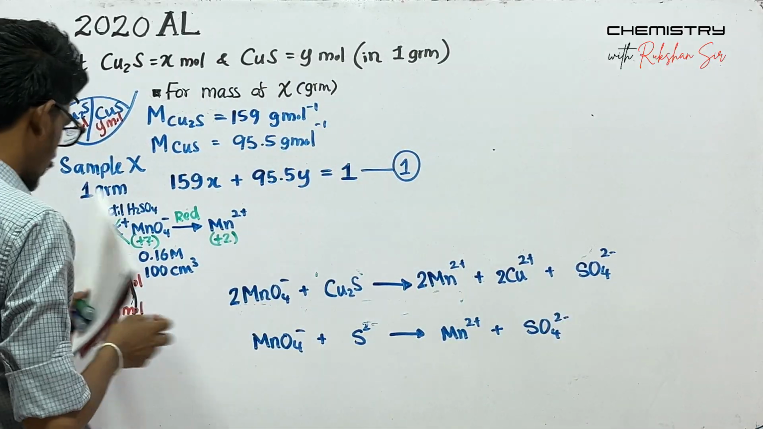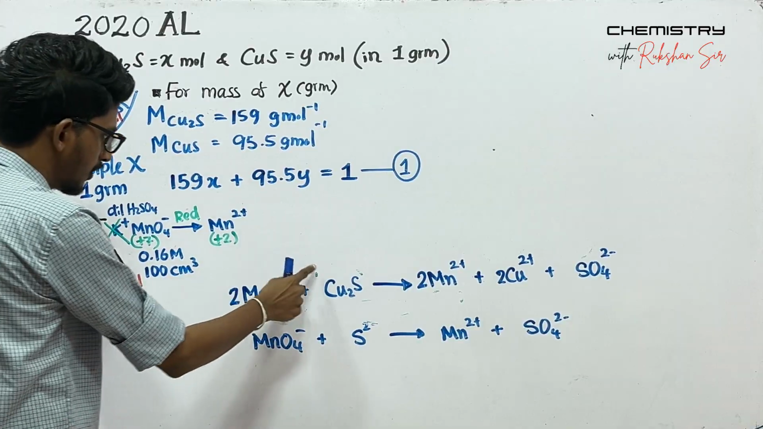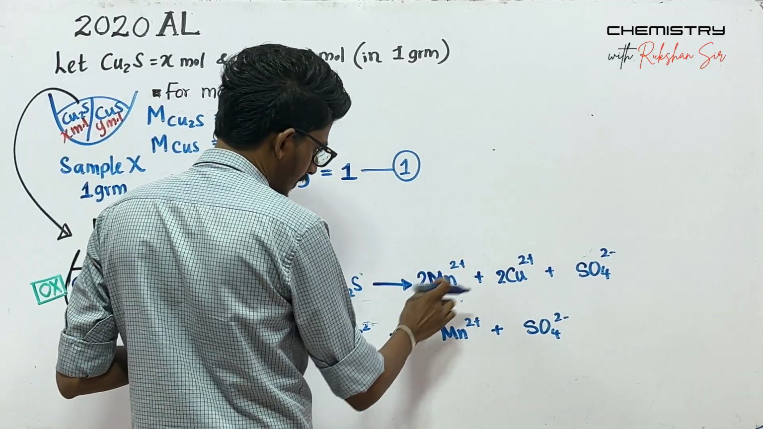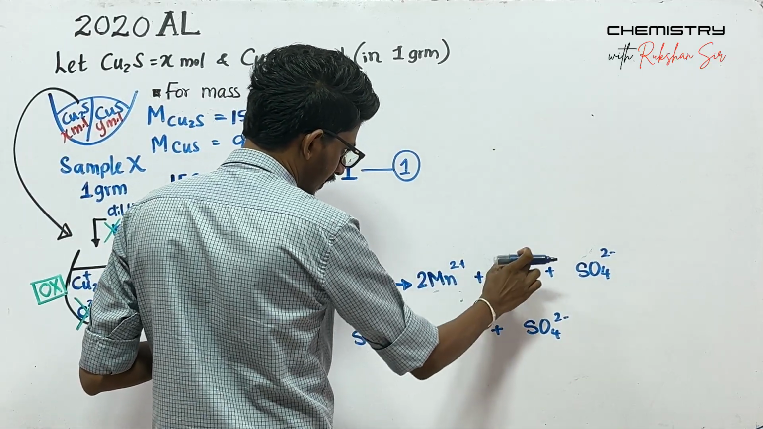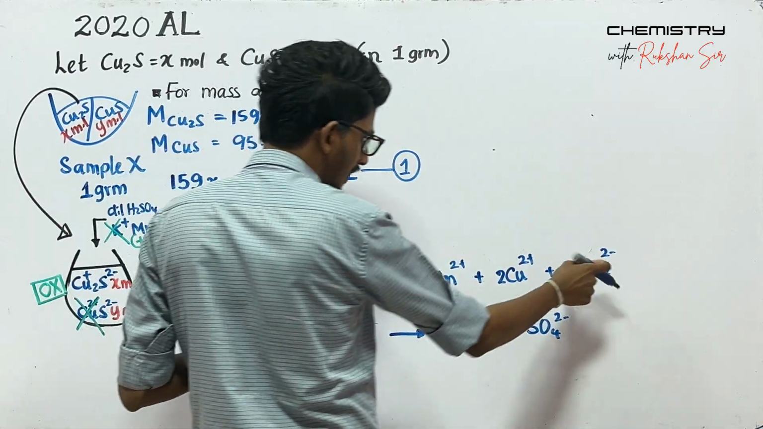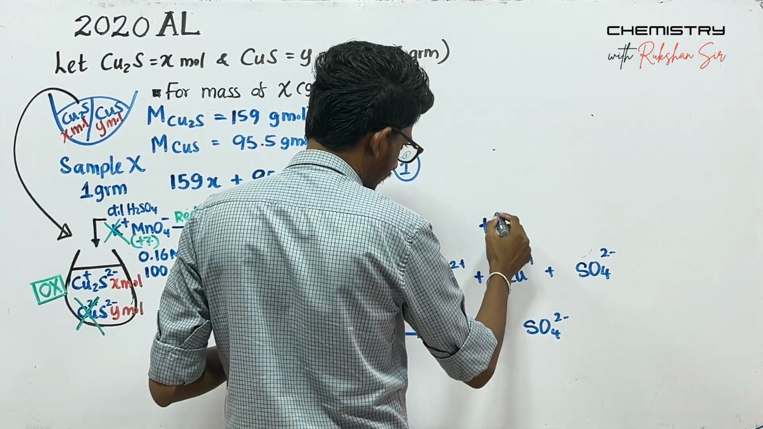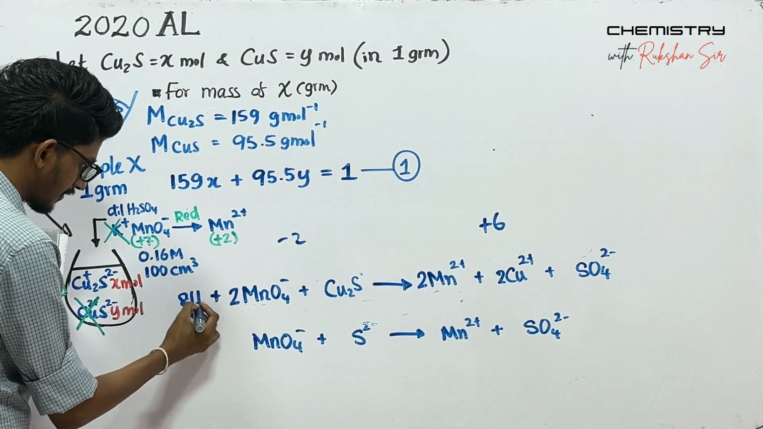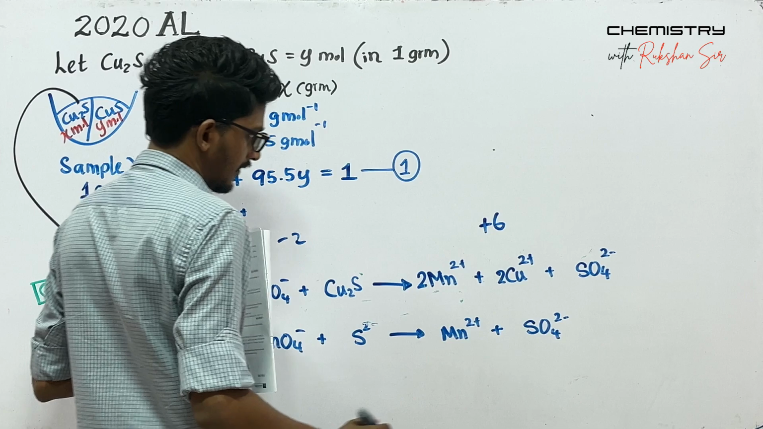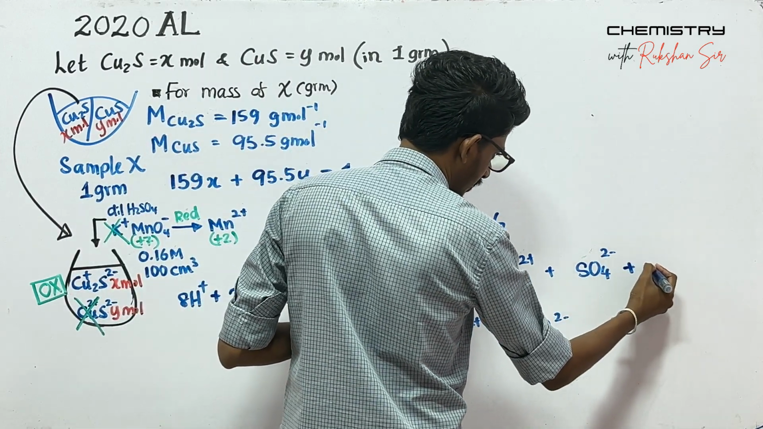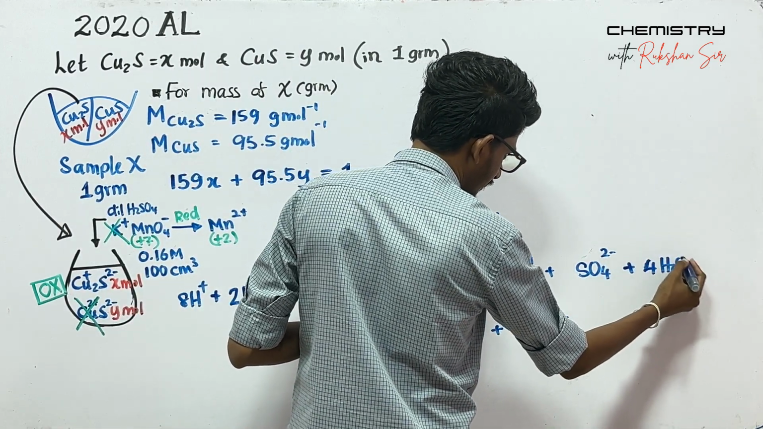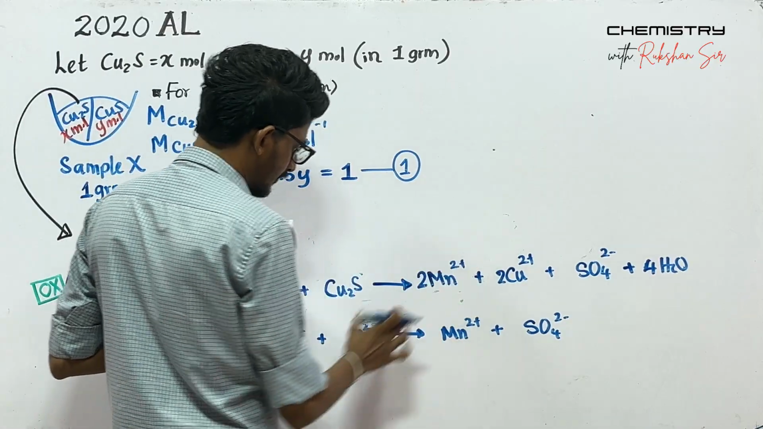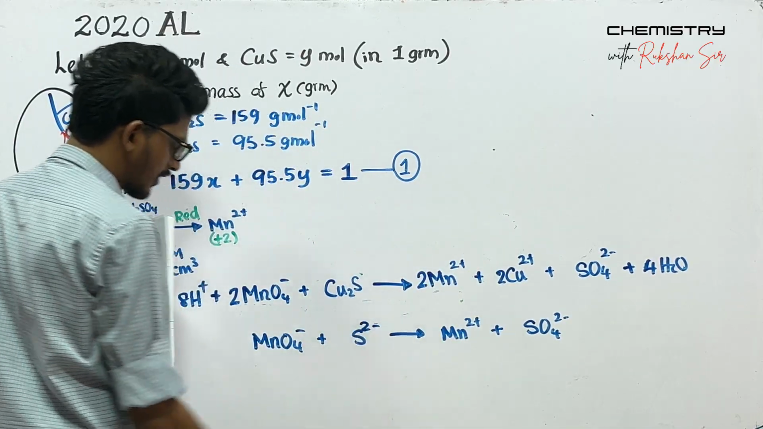Okay, so you have minus 2 here, 0 here, so all together minus 2 at this side, and this side plus 4, and another plus 4, that's plus 8, and minus 2, that is plus 6, no? Plus 6, so 8 units of difference, so 8 H plus, and you need 4 H2 to balance the hydrogens. So that is the balanced equation, right?